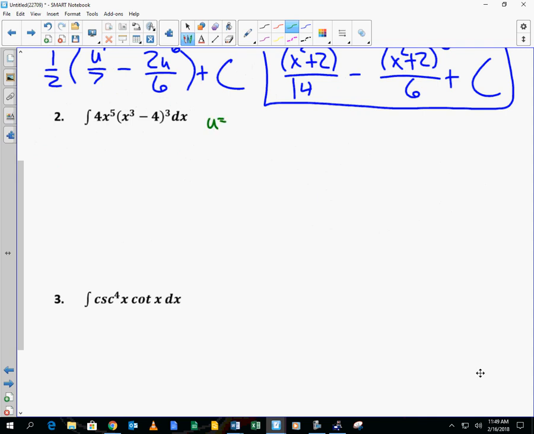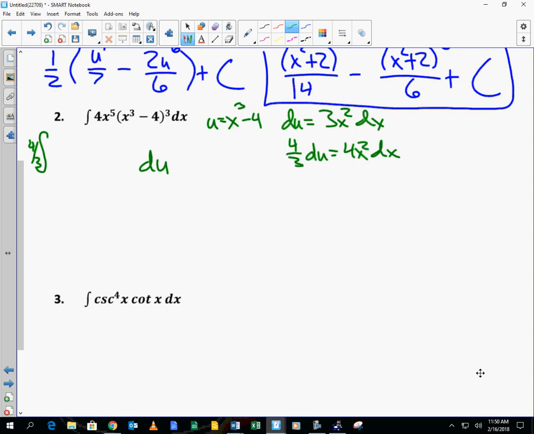What do you think u is? x cubed minus 4. So what's du? So what I'm going to do is divide by 3 and multiply by 4. In other words, multiply by 4/3. So 4/3 du is equal to 4x squared dx. I got my 4/3 du in there. What does that take care of?